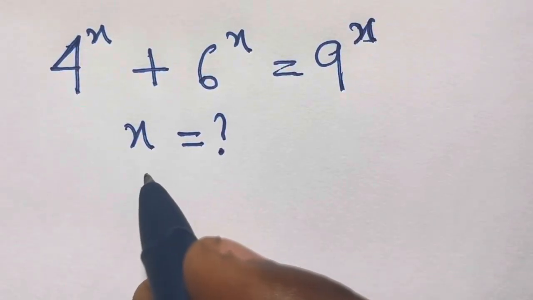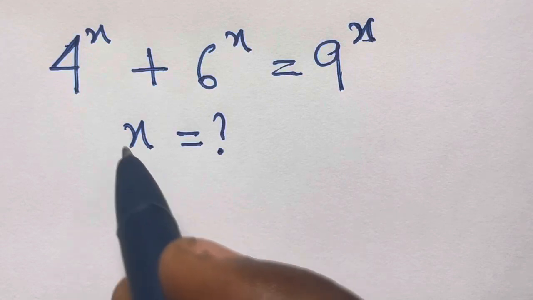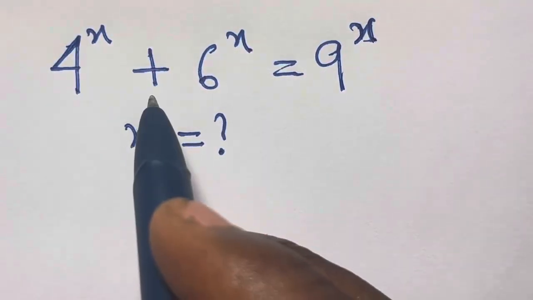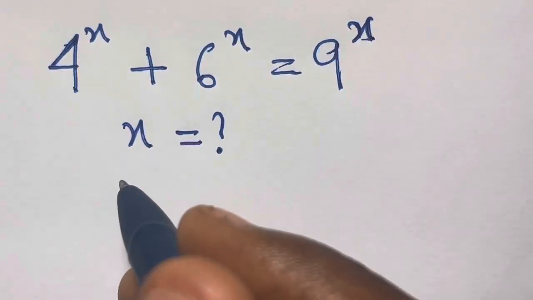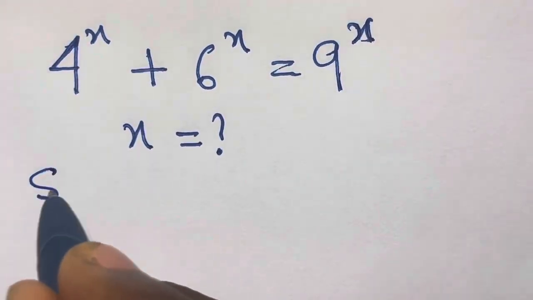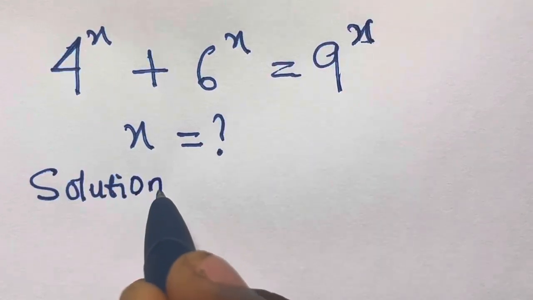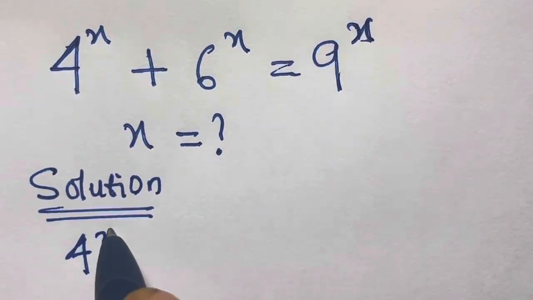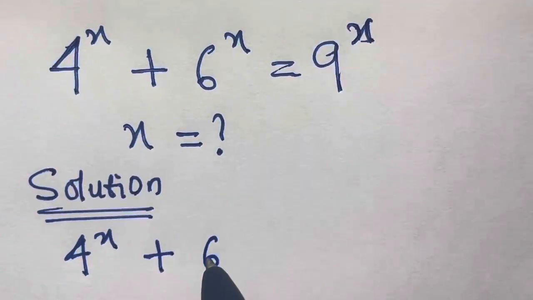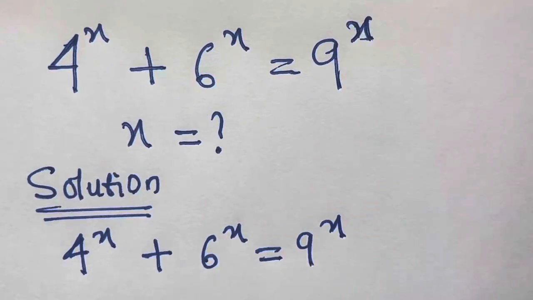Hi, welcome to mathematics. In this video, we want to solve for x in 4 raised to power x plus 6 raised to power x equals 9 raised to power x. So let's say solution. We have 4 raised to power x plus 6 raised to power x equals 9 raised to power x.